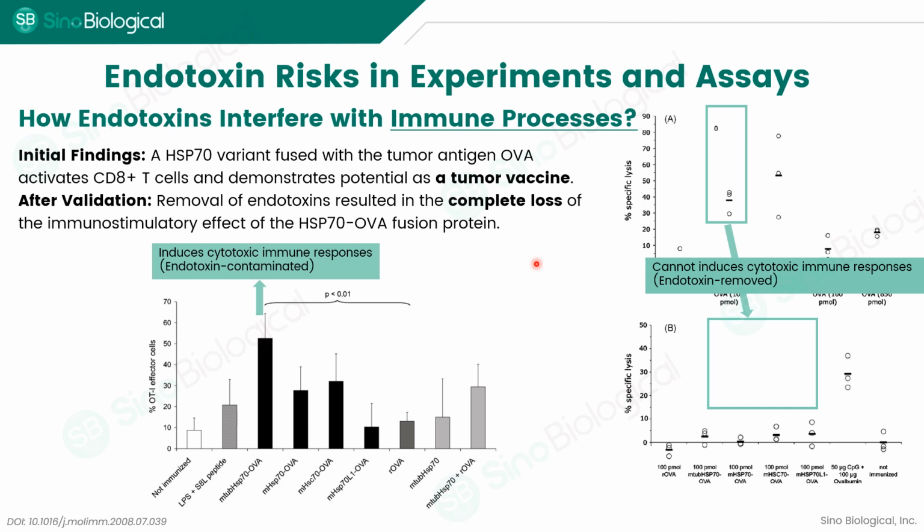Next, I would like to introduce how endotoxin can have a profound impact on immune responses. One striking example comes from a study on HSP70, a heat shock protein known for its immunostimulatory properties. Early experiments showed that HSP70 fused with a tumor antigen OVA can activate CD8 positive T cells and demonstrate potential as a tumor vaccine.